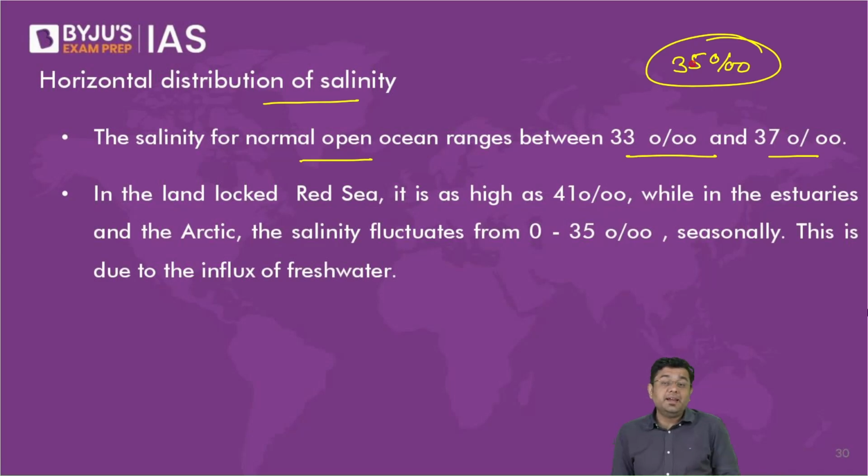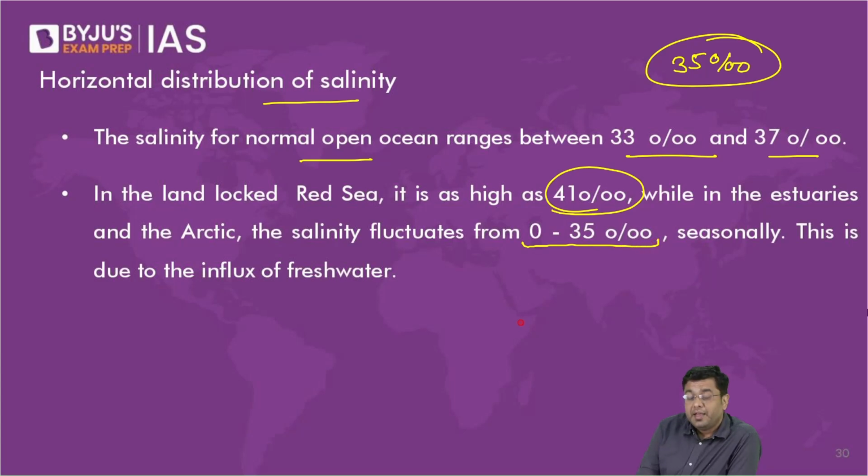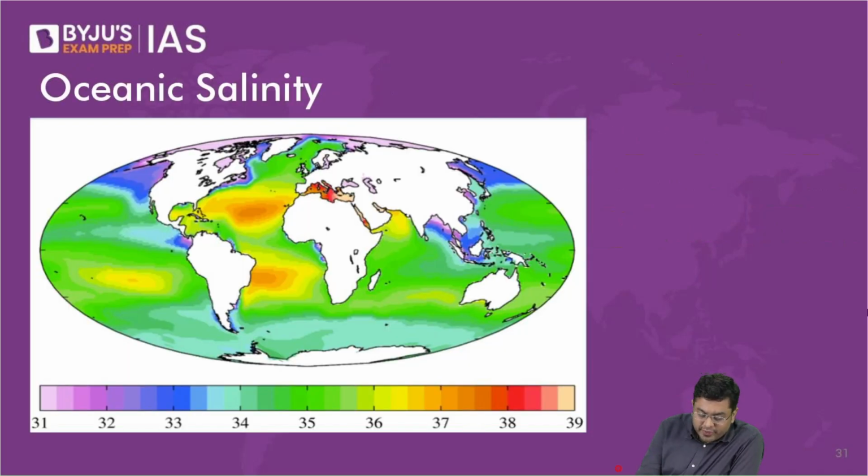Now, in landlocked areas such as the Red Sea, it is as high as 41 parts per thousand, while in the estuaries in the region of the Arctic, salinity fluctuates between 0 and 35. That is because of the influx of fresh water. You also have rivers in that area, and freezing and melting which is carried out. That also ends up determining the salinity. So this is your oceanic salinity and the representation of oceanic salinity.